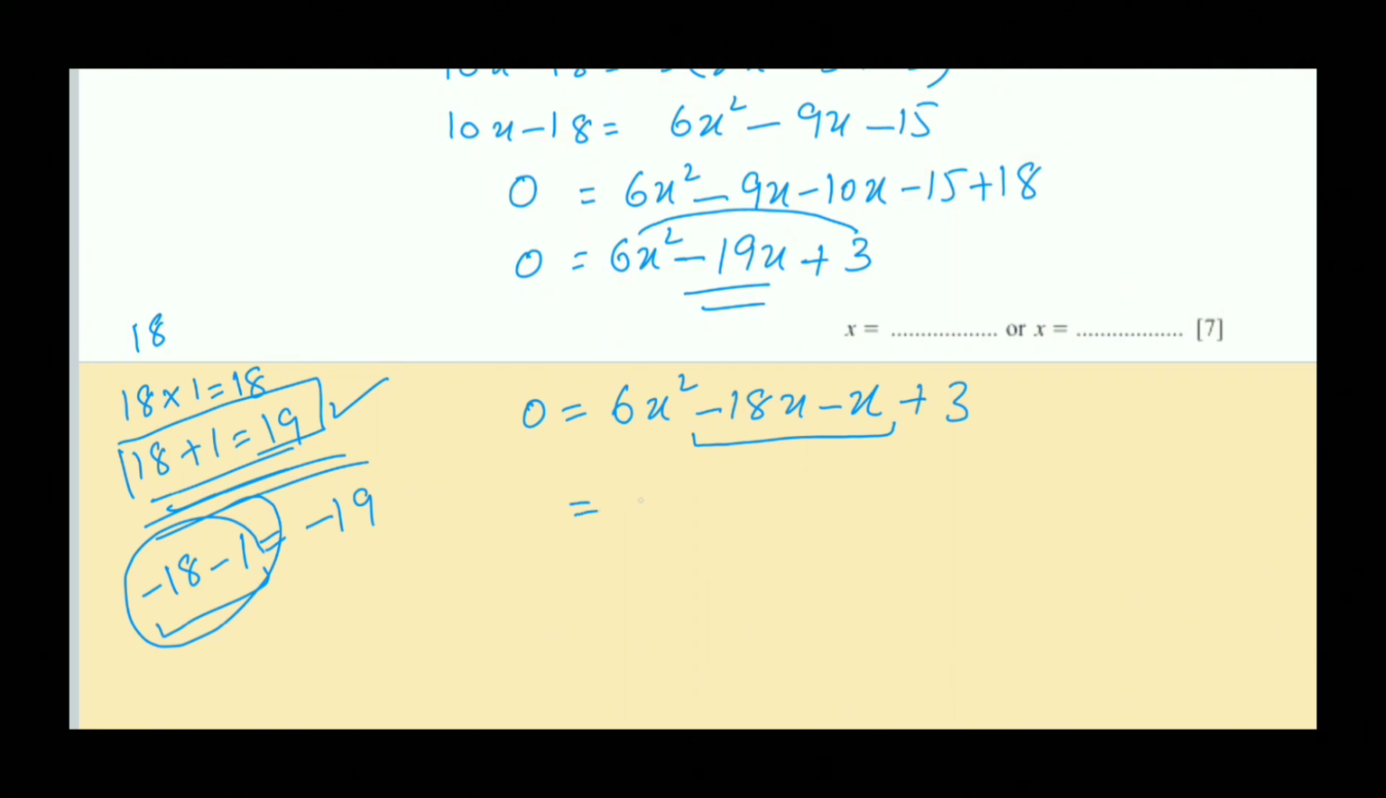Now the second step is you have to make groups of two. The first two terms will be one group, and the second group will be based on the next two terms. So you will take common from the first two terms. What is common from the first two terms? 6x. So what will be left? x is left here, minus 3 is left here.